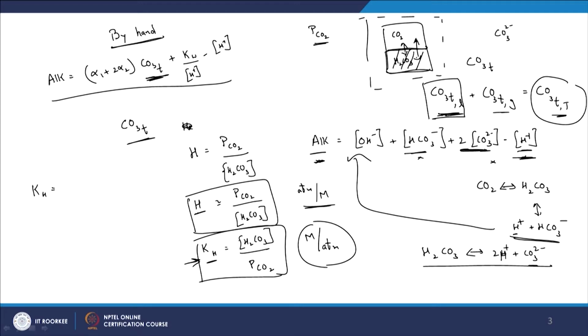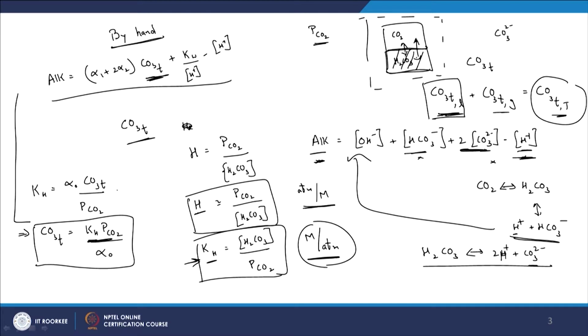KH is equal to what now? Alpha naught times CO3 total over partial pressure of CO2. That implies that CO3 total, which is what I am going to calculate, is equal to KH times PCO2 over alpha naught. Keep in mind that in this case the units of Henry's constant KH are molar units per atmosphere, not atmospheres per mole. That is the case we are going to look at. This is something we derived earlier. Now I can plug this in; let me write this down on the next slide.